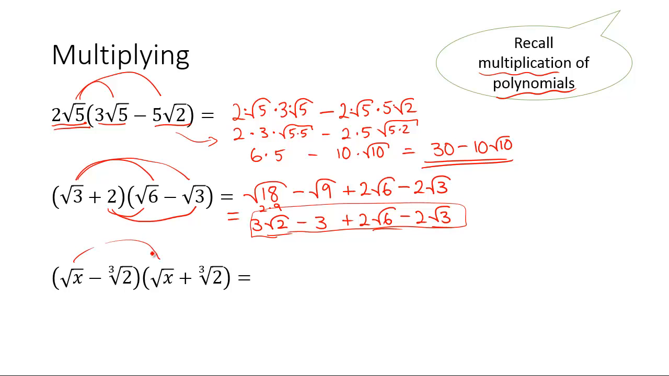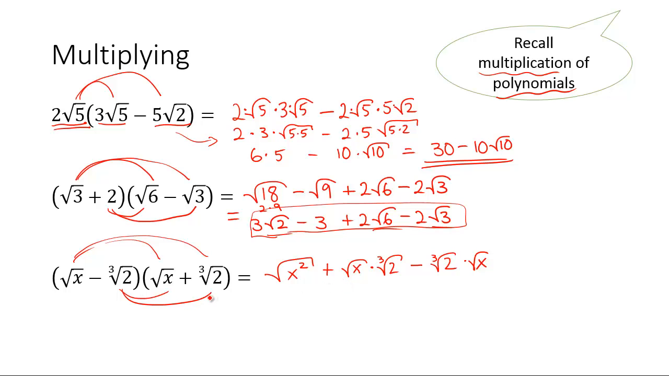Let's try the next one. Make sure you're trying these as well. So the first times the first will be root x squared, so that simplifies right away to x, so eventually you'll just see that right away. Now here we've got plus a root x times cube root 2. Can't really do anything with that because they're different kinds of roots. But the next one is minus cube root 2 times root x.